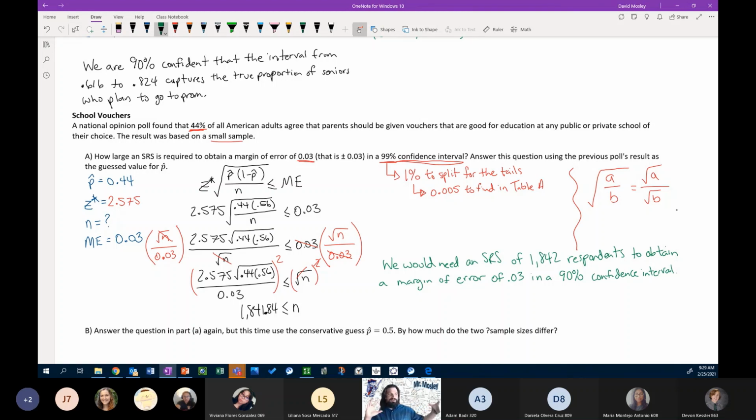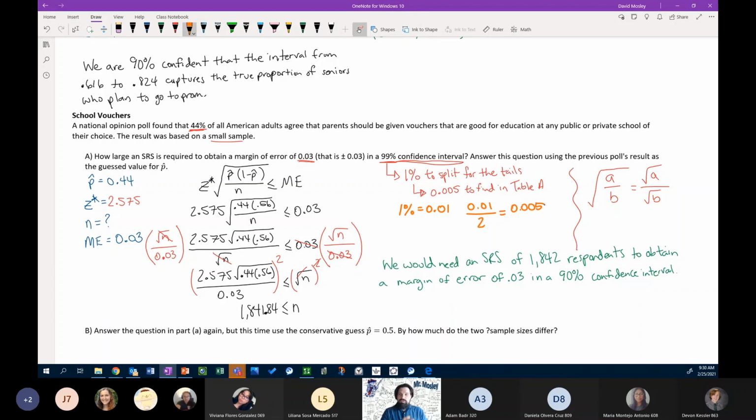Are there any questions about this process we just went through? How did you get 0.005? Okay, so 0.005. Let me use this color. So 1%, right? 1% is equal to 0.01 as a decimal. 0.01 divided by 2 is 0.005.